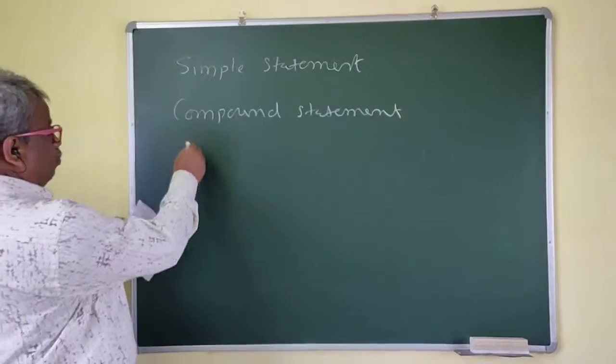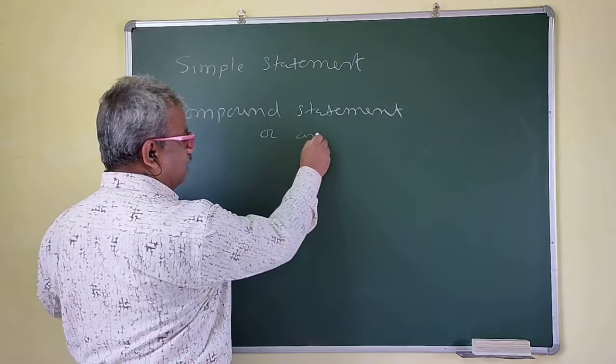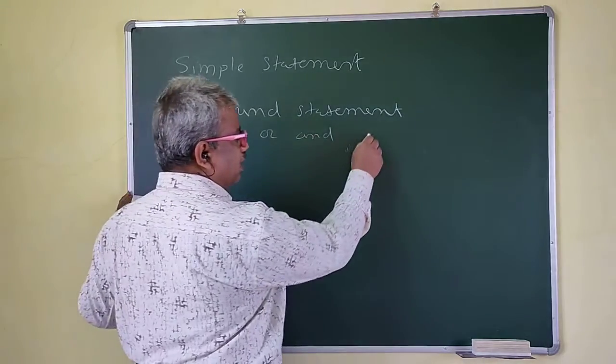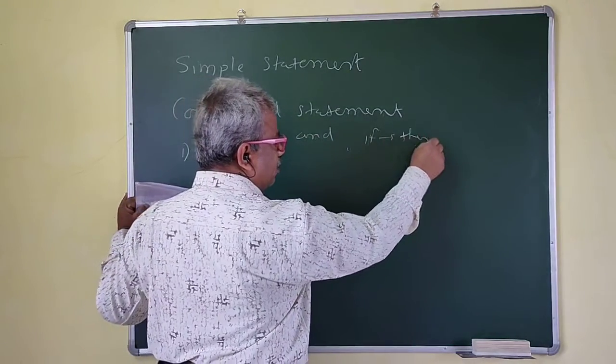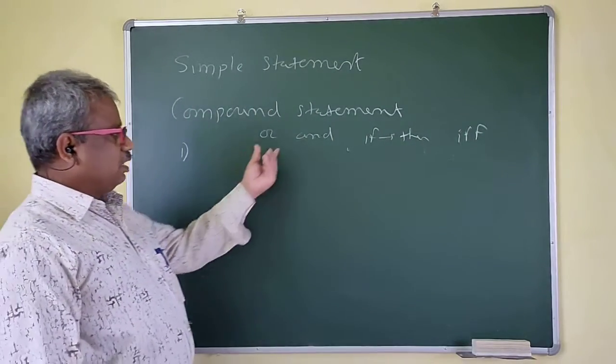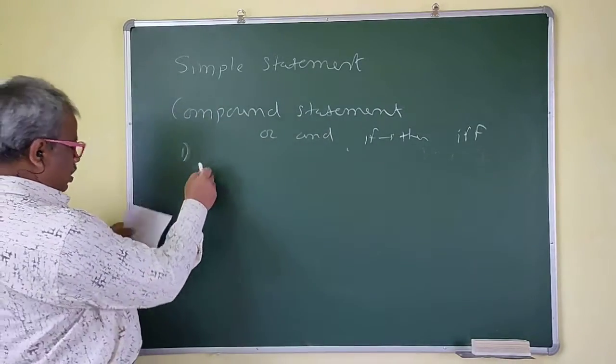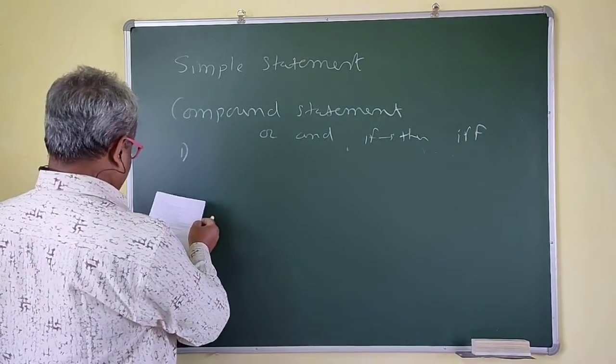So first, we'll see the connectives. Or is there, and is there, if then is there, and if and only if. These are the various connectives. So we'll see the definition of conjunction.